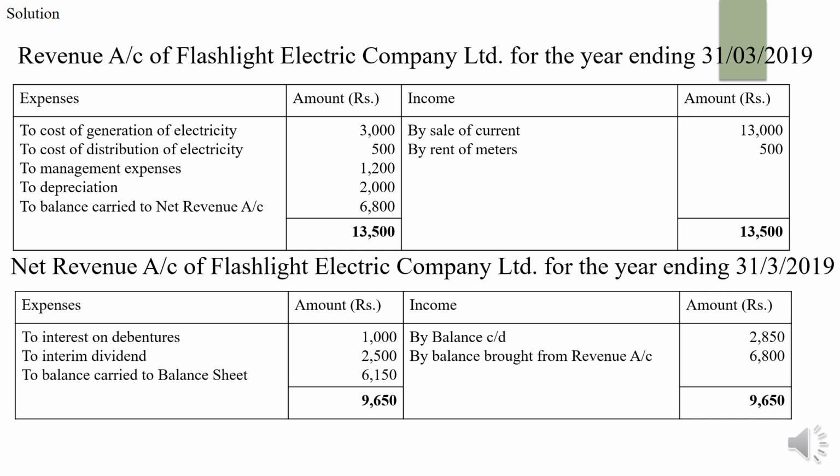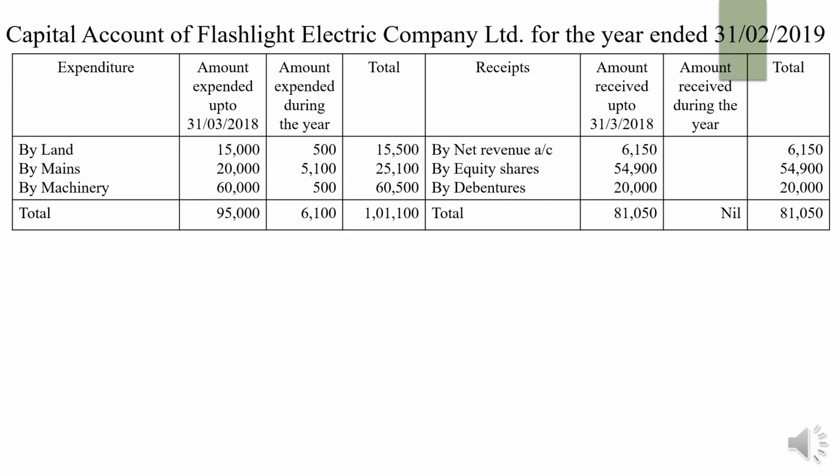Now let us prepare the capital account. Here, the sources or receipts: we write by net revenue account 6,150, which is brought down from the previous account. Then equity shares 54,900. Then debentures 20,000. This column is nil. So the total receipts will be 81,050.